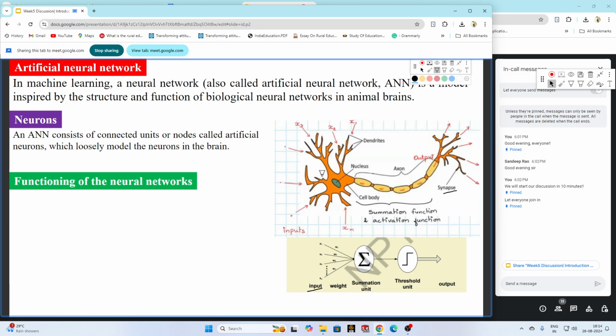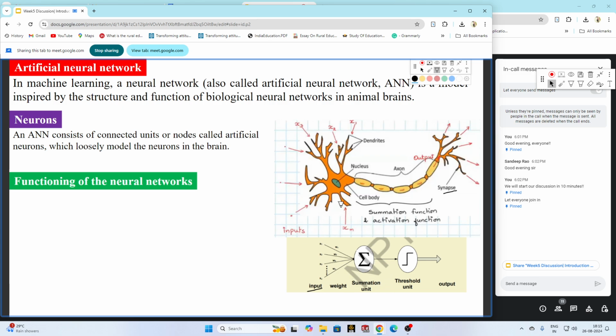The inputs come through various dendrites in the case of a biological neuron. But in an artificial neural network, the inputs go to a neuron through some kind of weights: w1, w2, w3. Every input has some weight. X1 will have some weight to this neuron. Similarly, the next input x2 will also have a weight to the neuron. Similarly, x3 and xn all have weights.